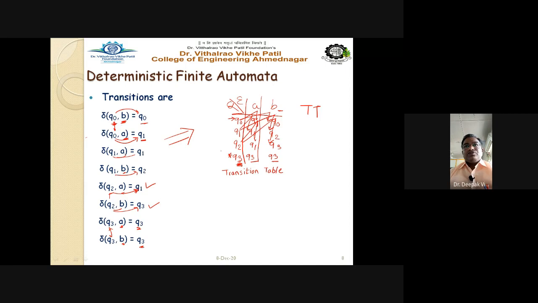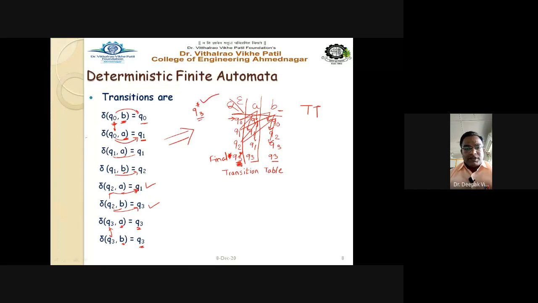Getting this point? One important point you have to note here: the star is marked here. You can mark the star here or here. The star indicates this Q3 is the final state. So remember this point, various concepts which you require throughout the subjects that I am discussing here. The star indicates it is the final state.